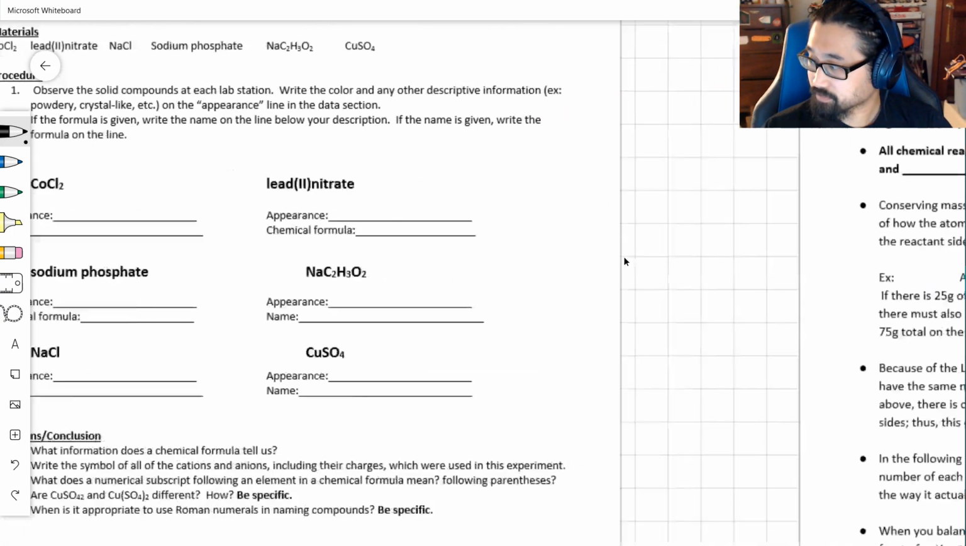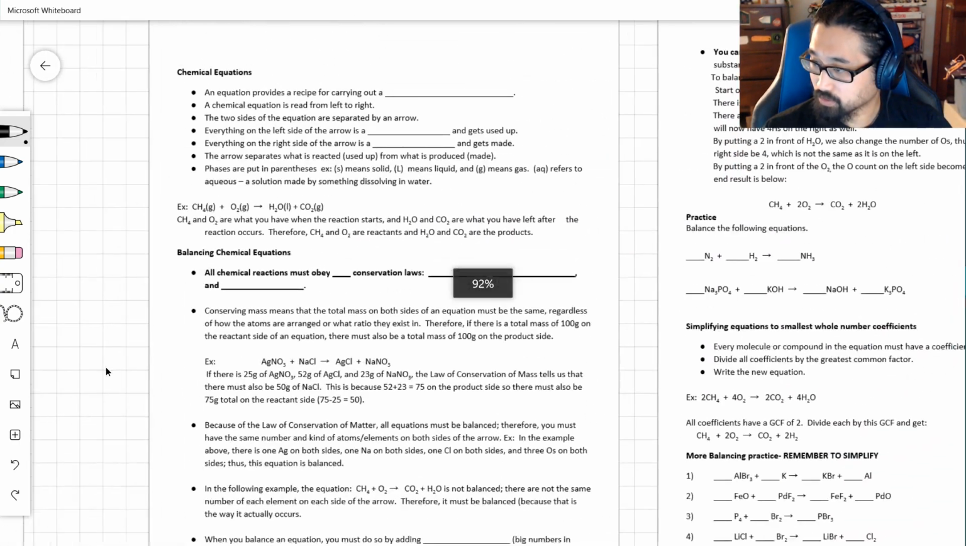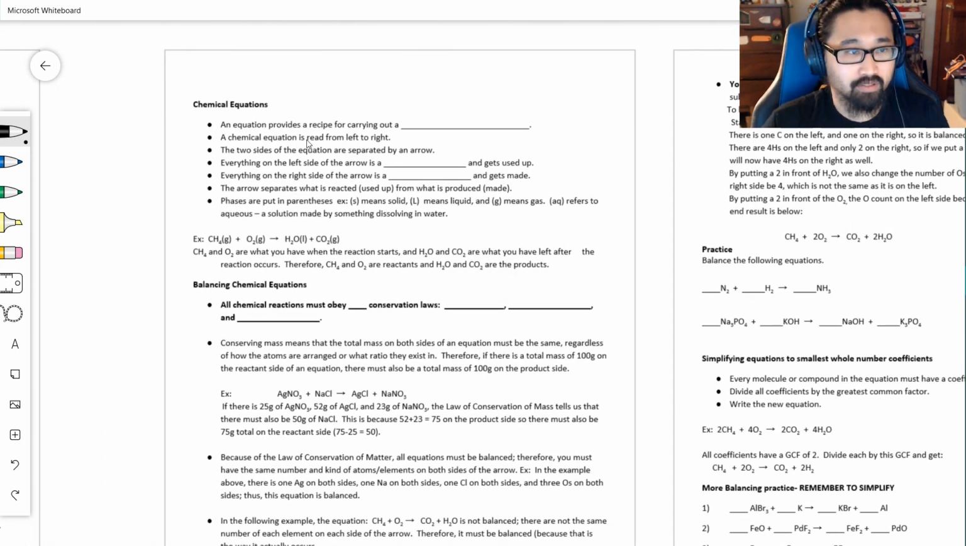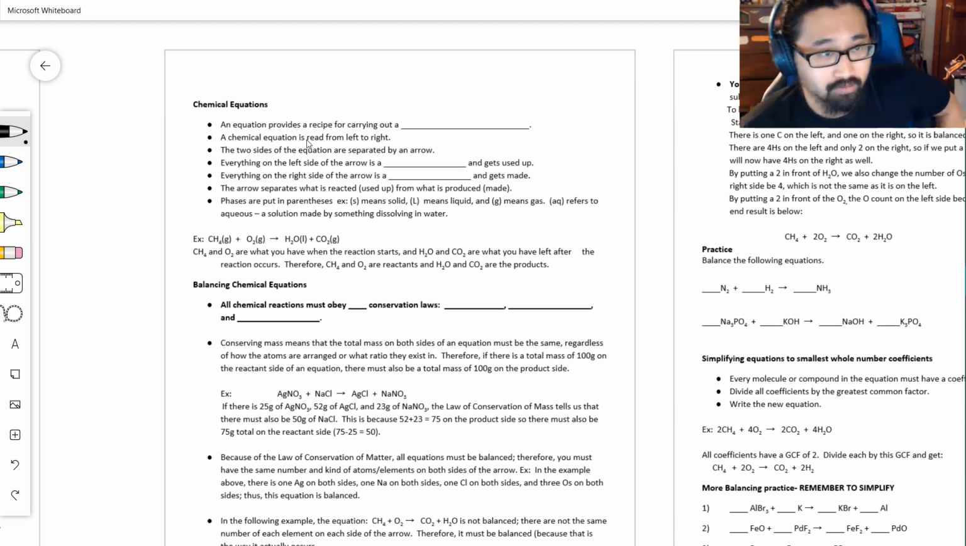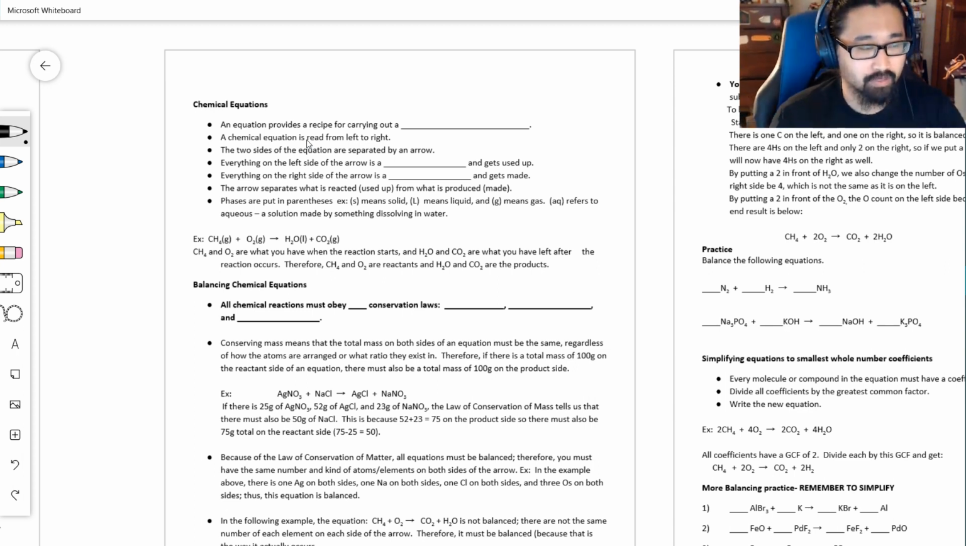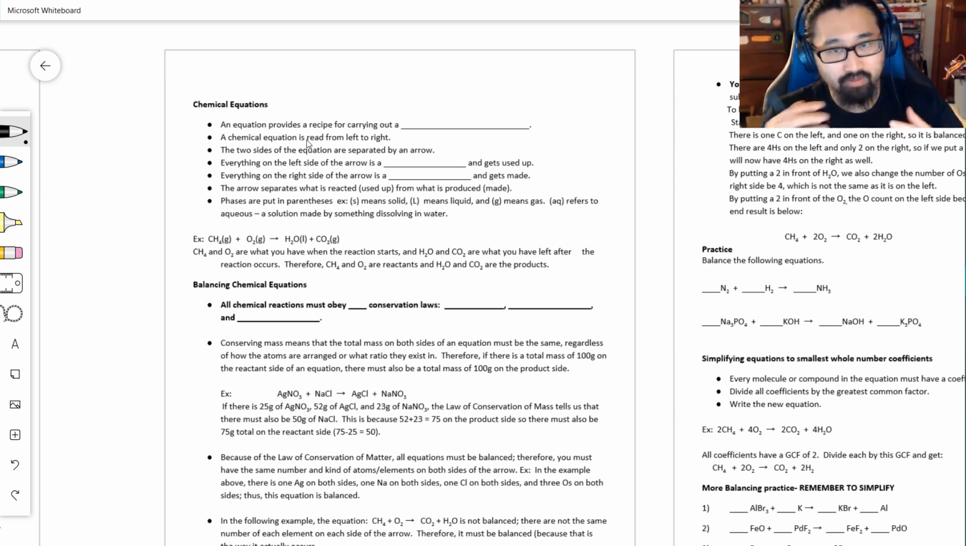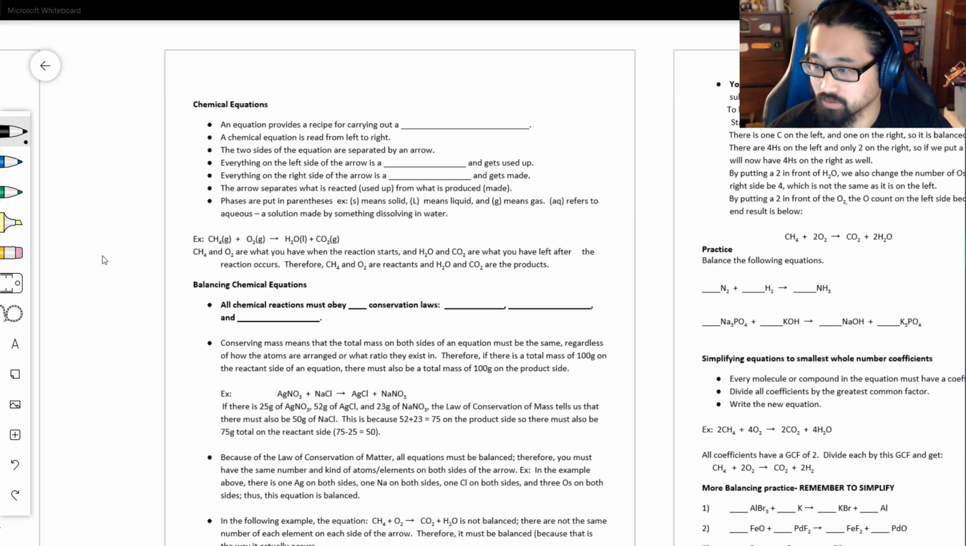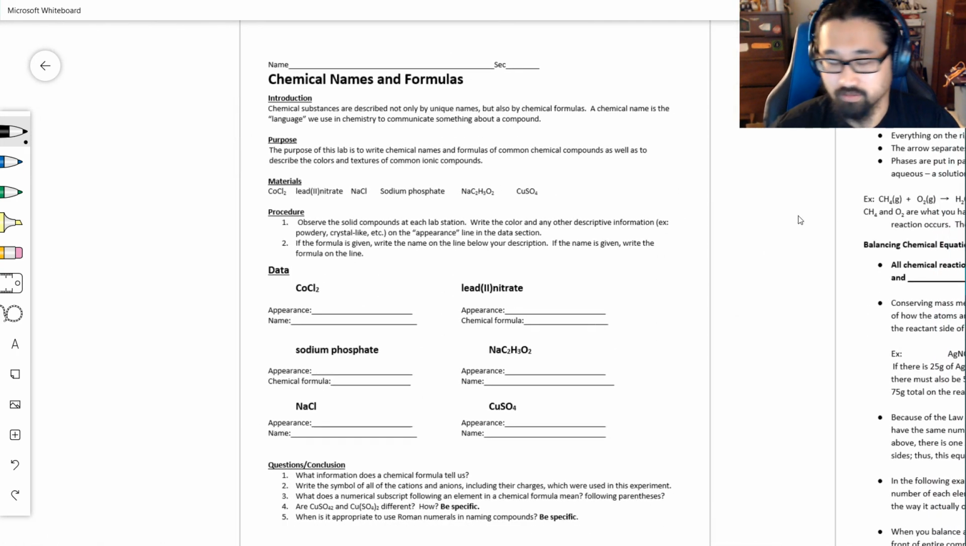Then I want to get into talking about chemical equations because it's been a couple months and now we can do chemistry, right? You have enough of a background now to actually start to do chemical reactions, to look at how equations take place, and how equations represent what happens in those reactions. So, without further ado, let's get over here. So, chemical names and formulas.